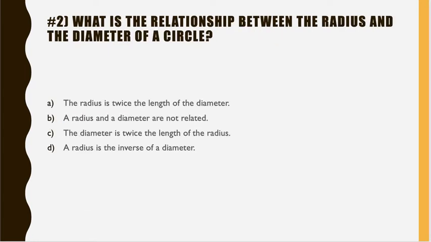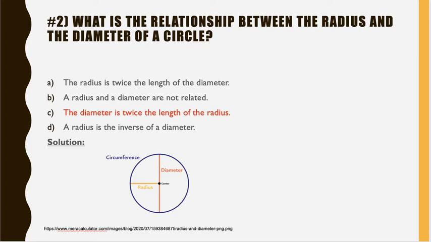Problem 2. What is the relationship between the radius and the diameter of a circle? The answer choices are listed below. Take a moment to read those. Answer choice A, the radius is twice the length of the diameter. Answer choice B, a radius and a diameter are not related. Answer choice C, the diameter is twice the length of the radius. Answer choice D, a radius is the inverse of a diameter.